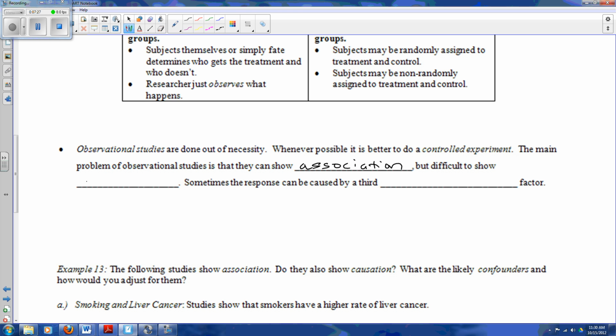And that's really the whole goal, usually, to show causation. Sometimes the response can be caused by a third confounding factor, or fourth or fifth. There could be other variables involved. So again, the whole point of usually conducting an experiment, like to show that calcium lowers blood pressure, is to show that there's a cause there, a cause and effect relationship, not just that there's an association. Usually we want to try to show a cause.